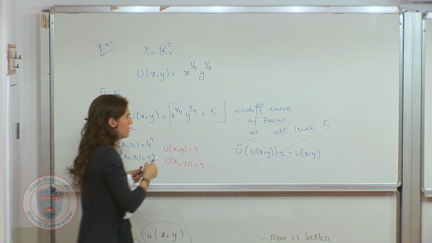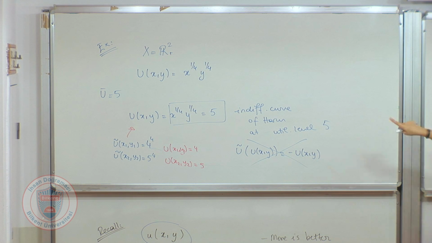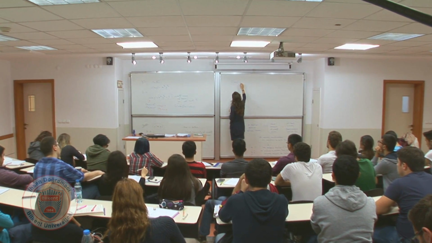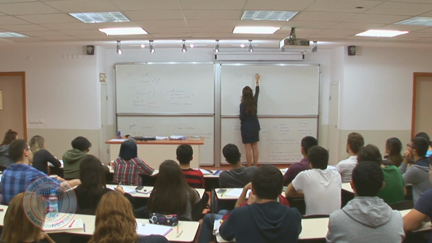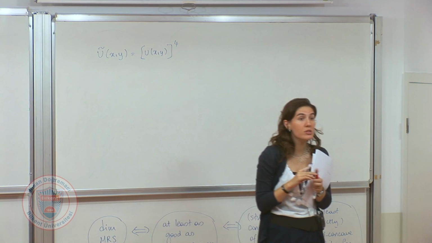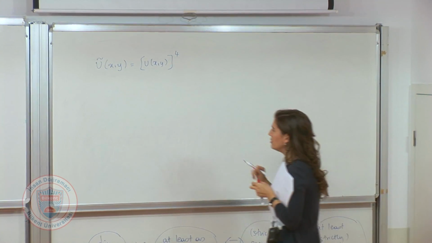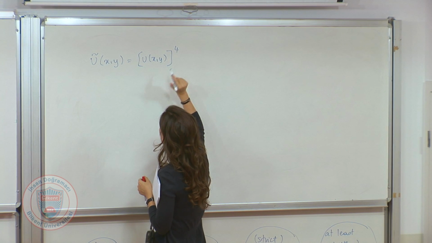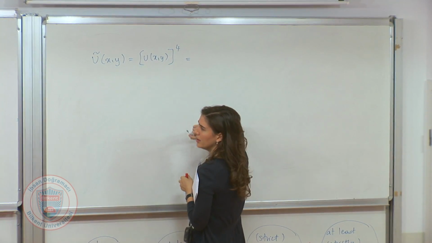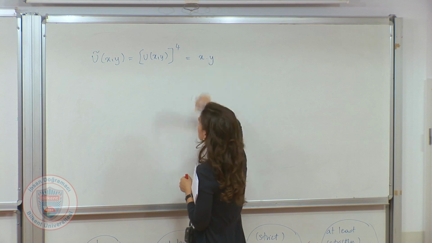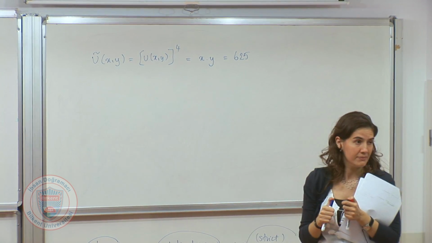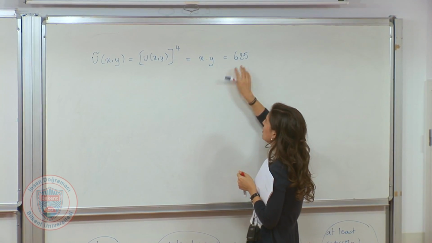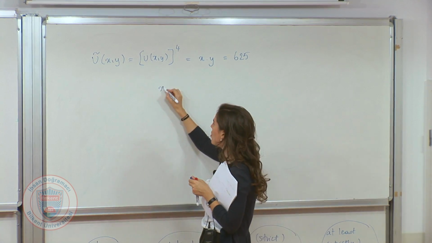And now, as you suggested, let's do this. You said that, hocam, it's very hard to deal with that curve. So we're going to take another utility function, right? Which is going to be u(x,y) to the power 4, okay? This is a positive monotone transformation, which is allowed. If I do that, it's going to be x to the power 4 y to the power 4, and then this is going to be 625. So 625 equals xy to the power 4. Is this easier to draw?